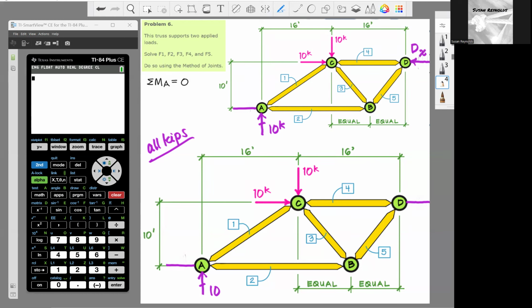We go into our equation, first term, 10 kips, oops, different pen. Okay, so 10 kips times 10 feet, and that one has a negative tendency to rotate about A. We have second term, 10 kips times 16 feet, and that one also has a negative tendency to rotate about A. Last term, we have D sub x times 10 feet. Set that equal to 0, and that last term has a positive tendency to rotate about A.